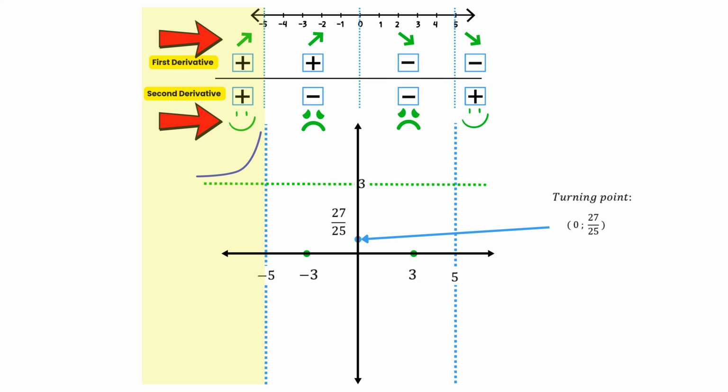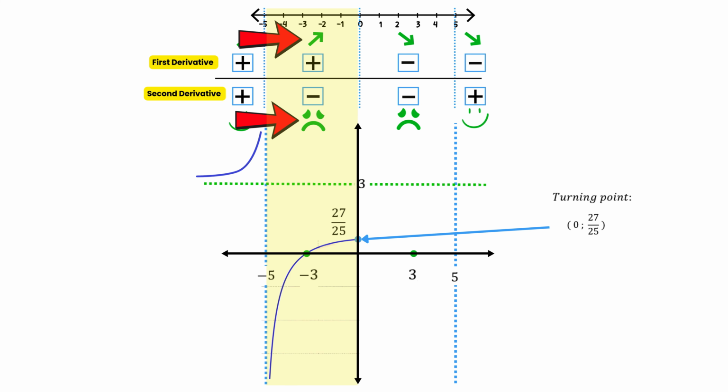For the second part, between -5 and 0, the graph still moves upwards, but now it is part of a frown. We also know from our action plan that it must pass through x equal to -3 and then turn at the turning point we calculated earlier.